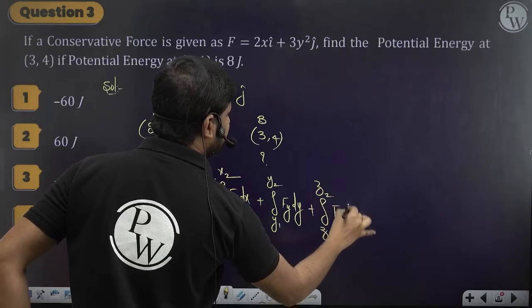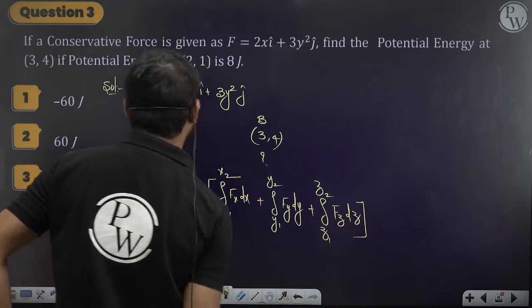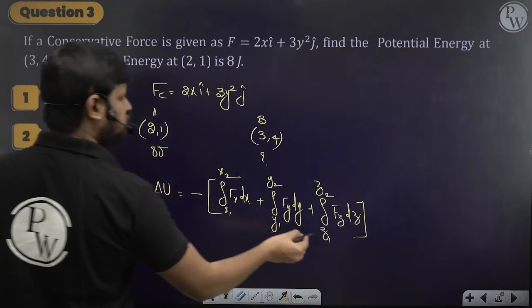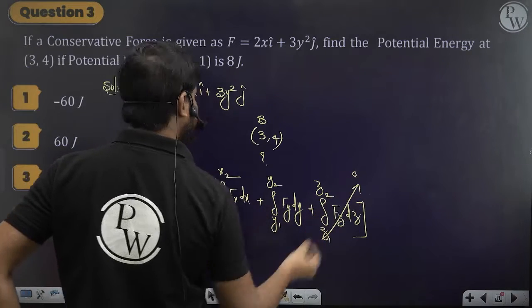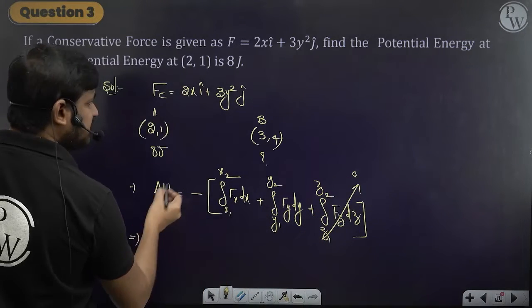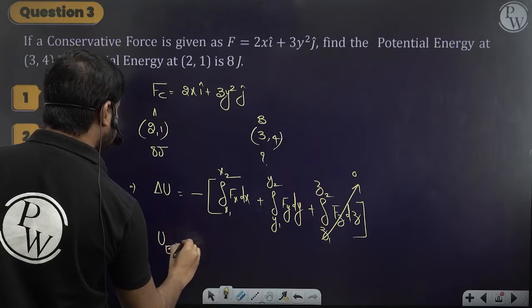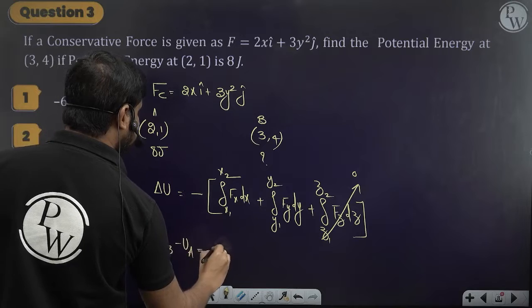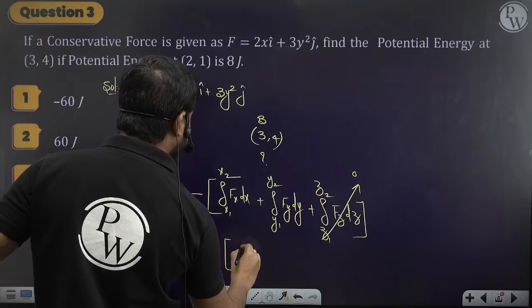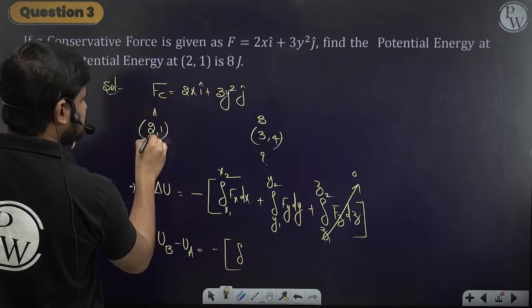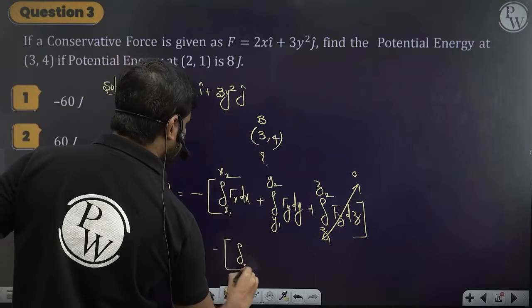So this is a force, right? Here there is no z term, so I can ignore this part, which will be 0. The change in potential energy is final minus initial. So Ub minus Ua is equal to the negative of the integration of x1 to x2, which is 2 to 3.